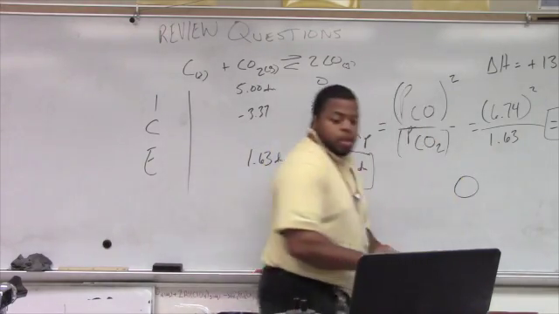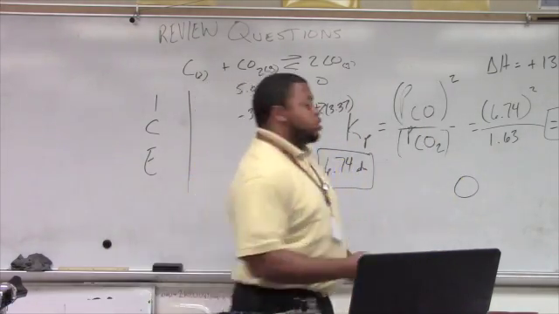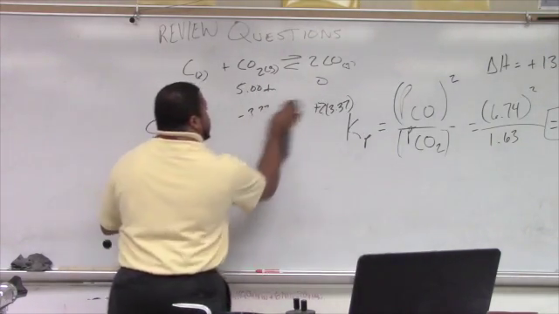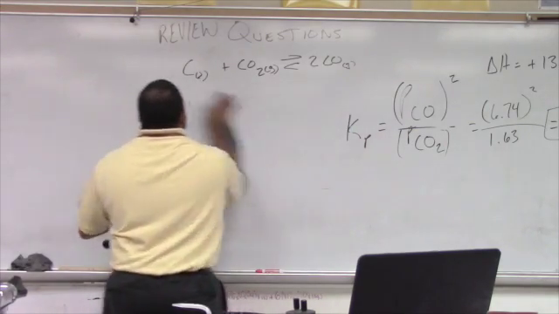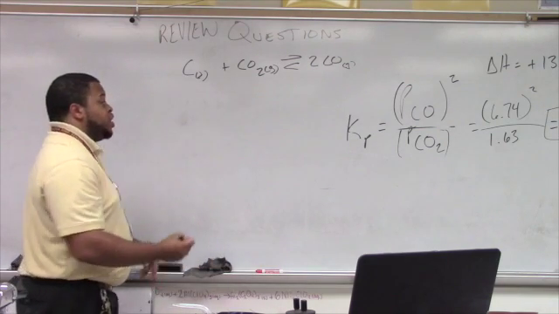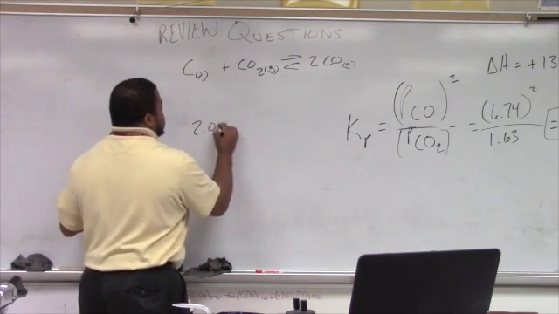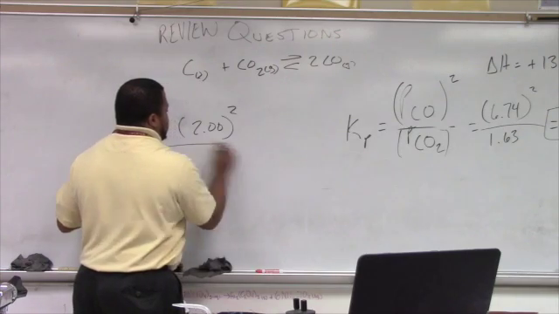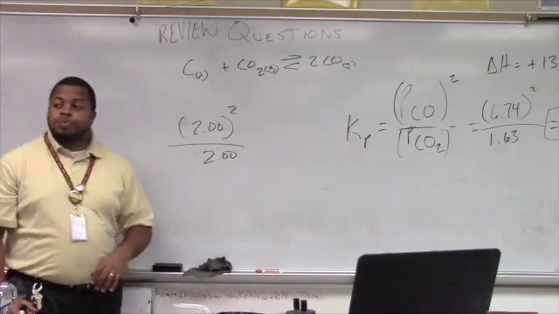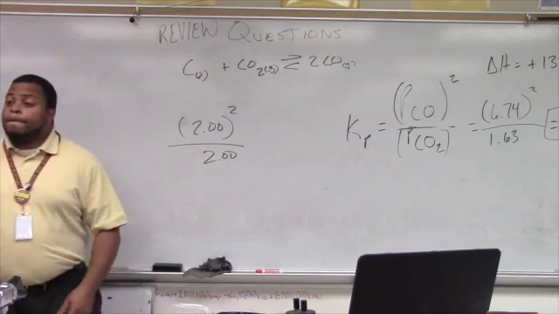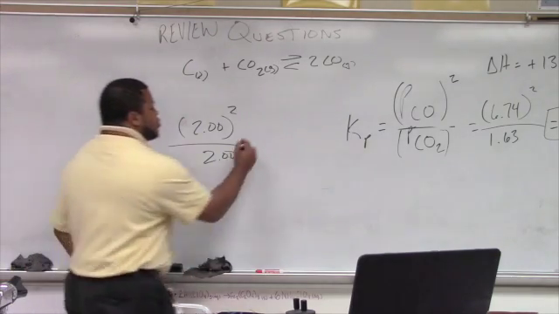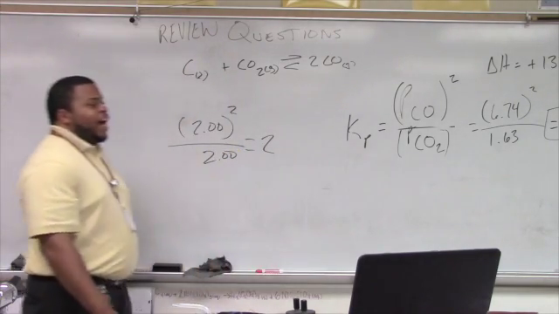Let me bring this to the center of the board just in case, to make sure it's visible. I can get rid of this stuff, right? So to check it, I have to do a Q calculation, the reaction quotient. So 2 squared over 2, because it told me both pressures were 2. 2 squared divided by 2 gives me 2.